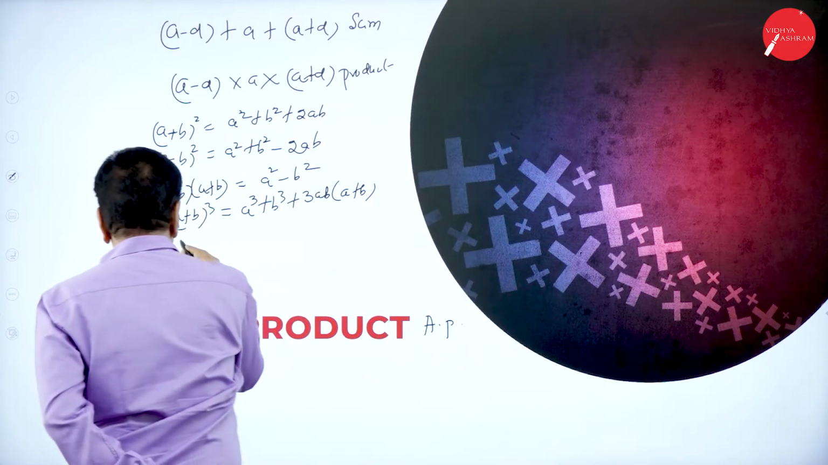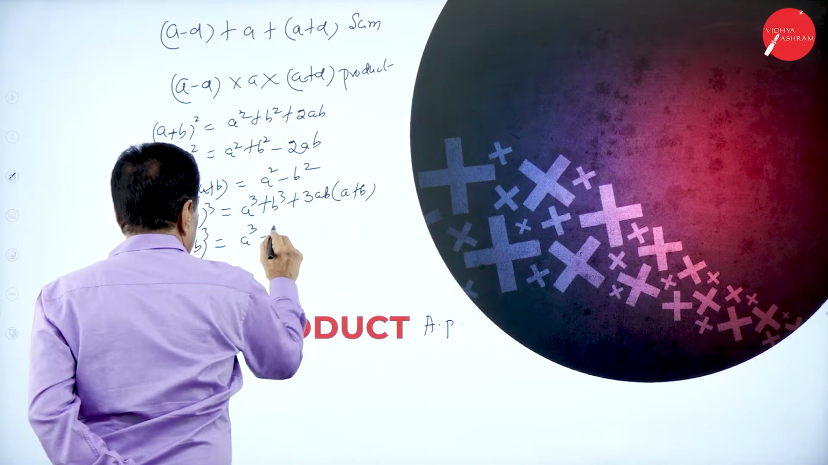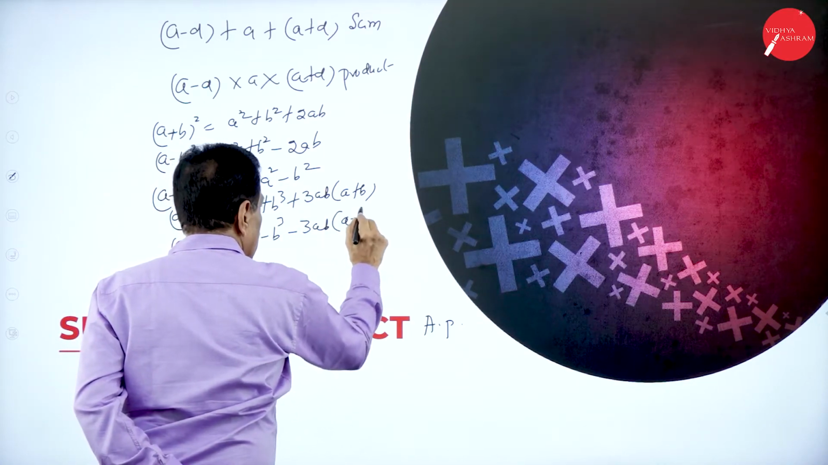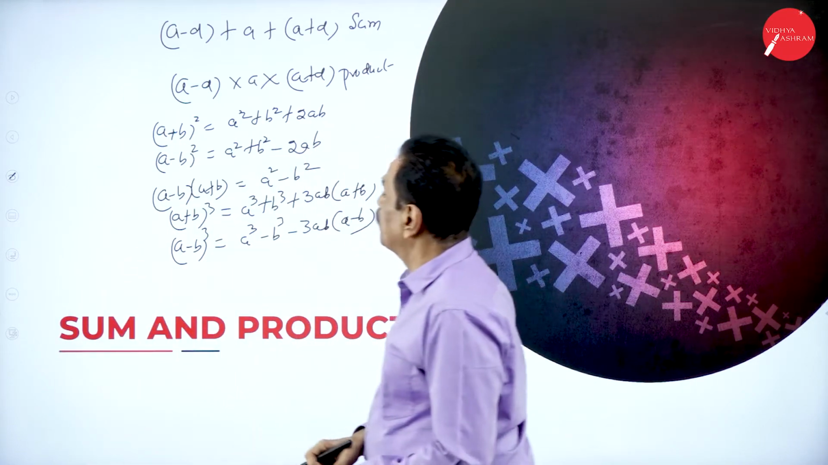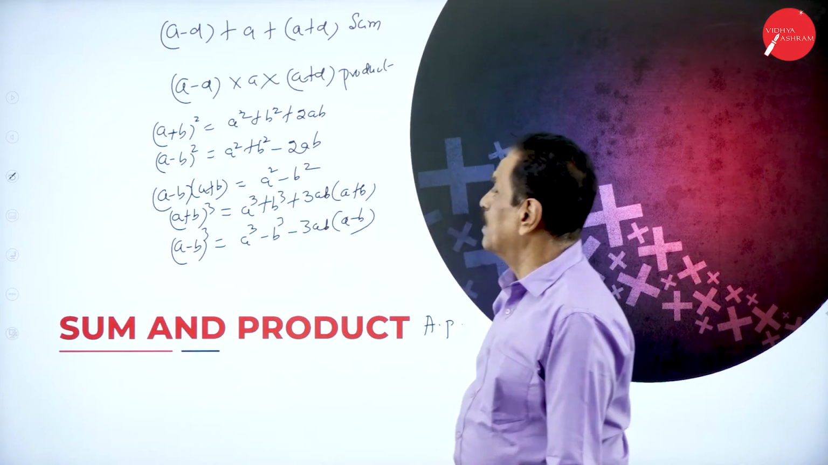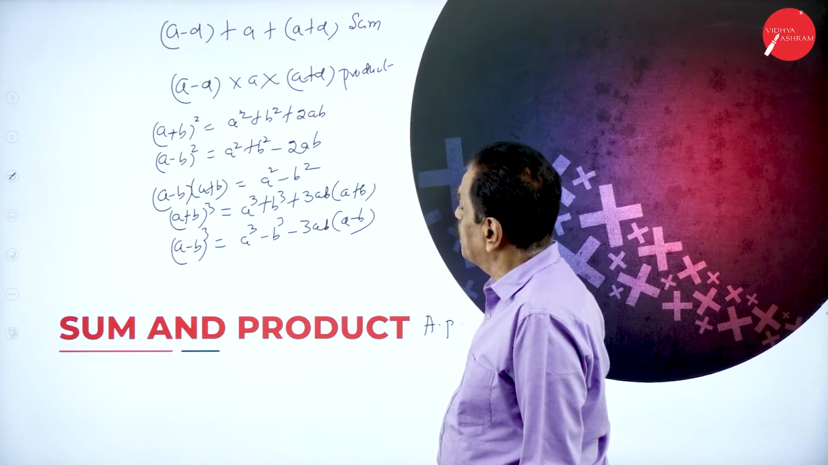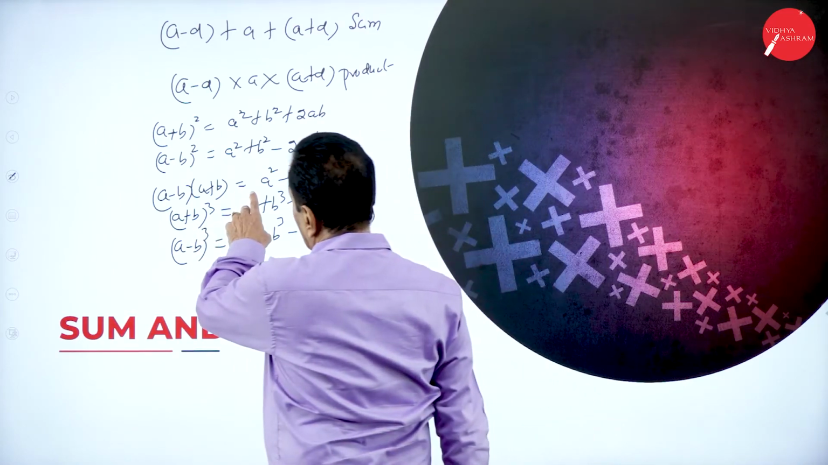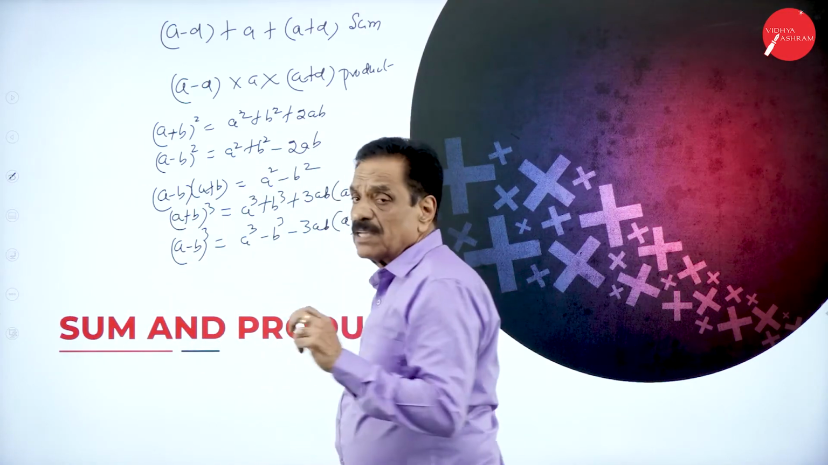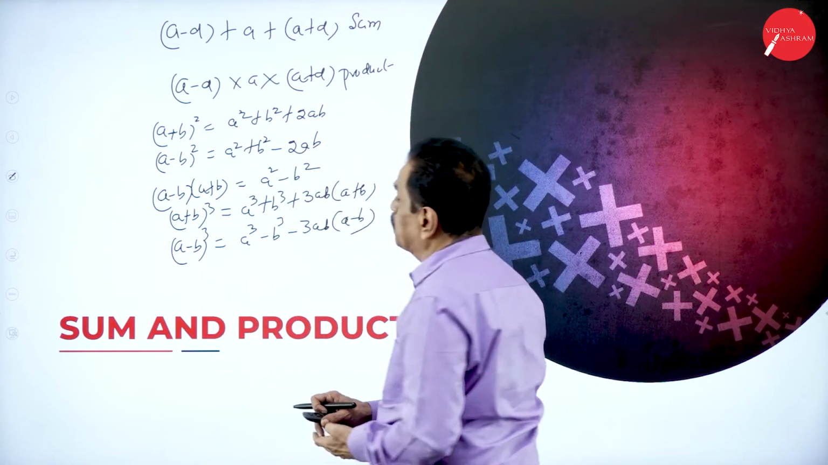A minus B whole cube is A cube minus B cube minus 3AB into A minus B. This you have to remember. What is A plus B whole square? A square plus B square plus 2AB. A minus B whole square, A square plus B square minus 2AB. A minus B into A plus B, A square minus B square. By chance it is A minus D into A plus D is A square minus D square. This is A plus B whole cube. This is A minus B whole cube.